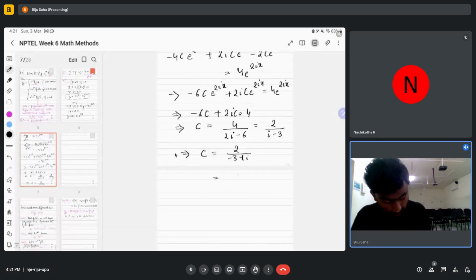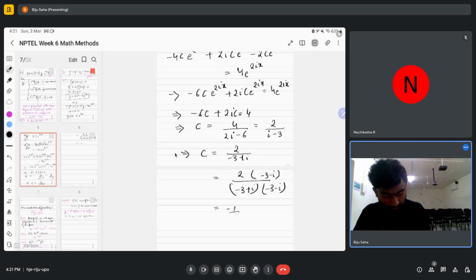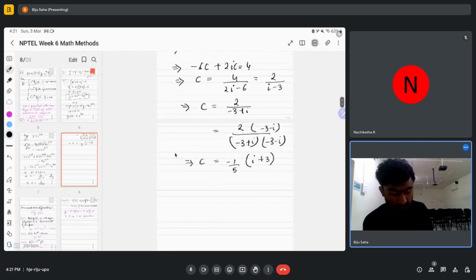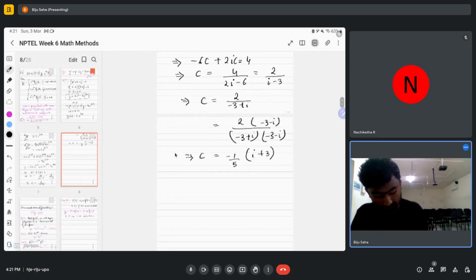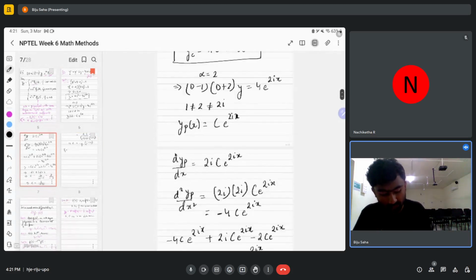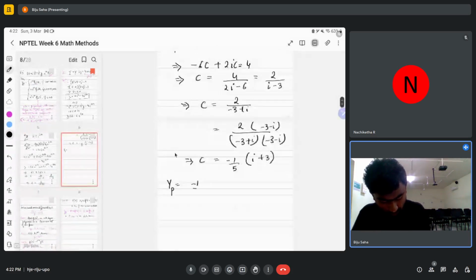Let's do some manipulation, that is, multiply by minus 3 minus i, just to bring the exponential to the top. So that would give me, yeah, this is what C is. So my y particular is C e to the power 2ix, that is minus 1 by 5.